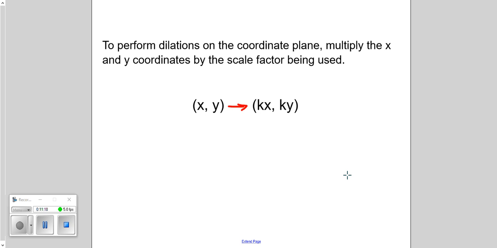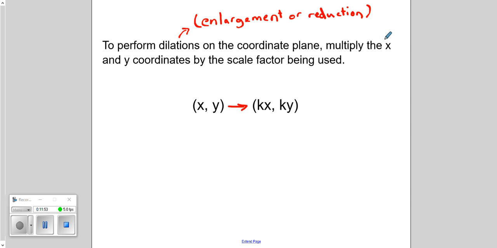To perform dilations, and we might want a little bit of a reminder here, a dilation can either be an enlargement or a reduction. So we talked about these a little bit in chapter 7. Can be an enlargement or a reduction. So dilation just means there's a change in size. So these transformations are not congruence transformations, they are similarity transformations.